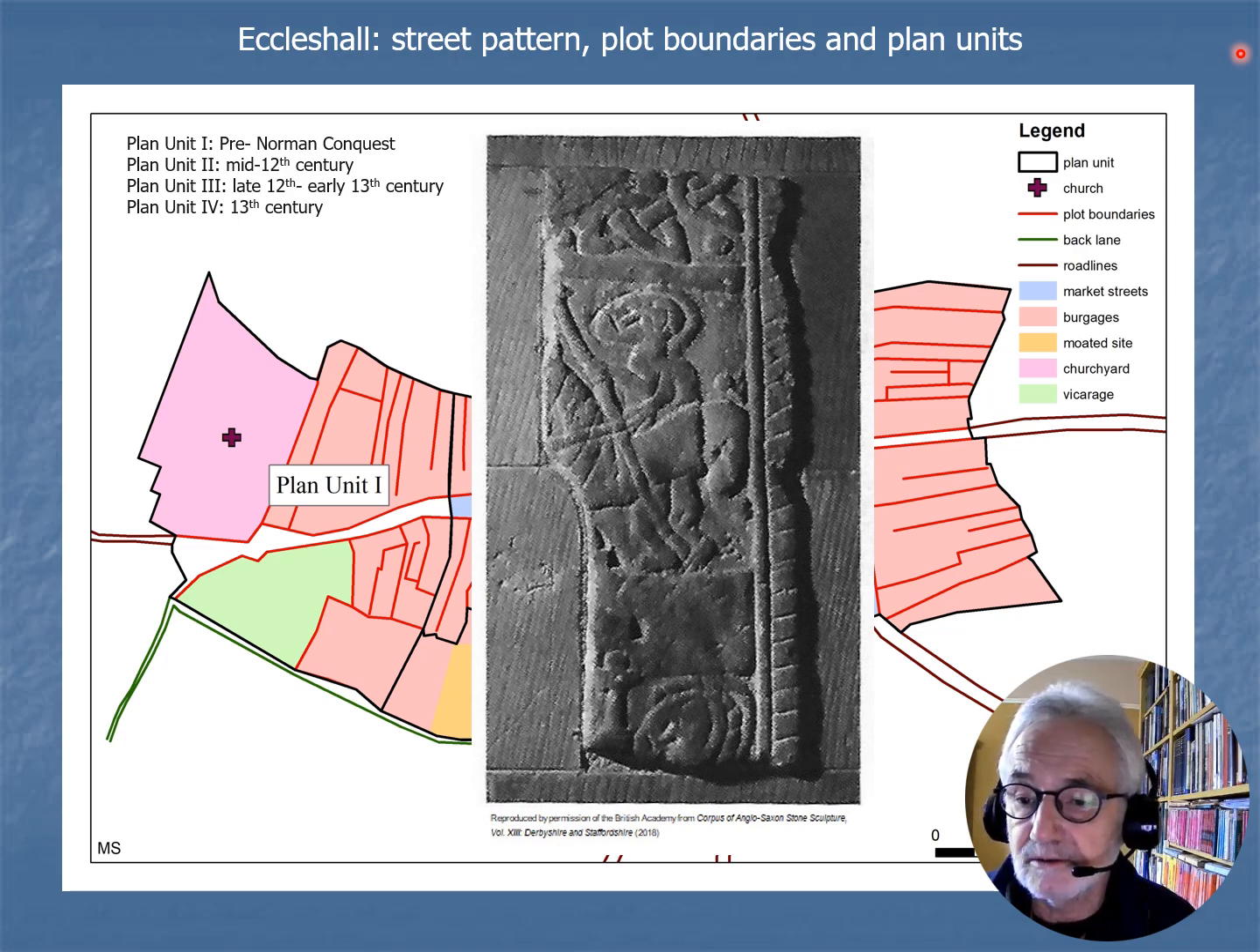The acquisition of a market charter would not necessarily indicate that a market was first established at this time. Possibly informal trading had been taking place for some time, which encouraged the bishops to foster its growth by obtaining a formal charter. Hence we can suggest that Plan Unit 1 dates from some time before the Norman conquest down to the 12th century.